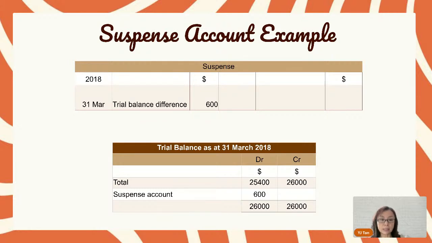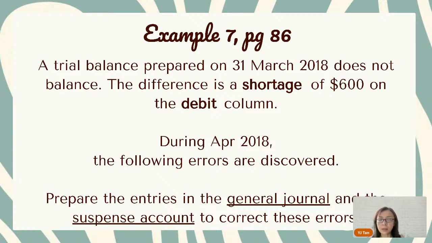You need to create a suspense account because it's a debit side. So in the T account that you create, the debit side should be 600, all right, in order to make it balance. So this T account is suspense, you put 600 on 31st of March. And then we go back to the trial balance and put in the suspense account with 600, and then you get the balance of it. Both sides are 26,000.